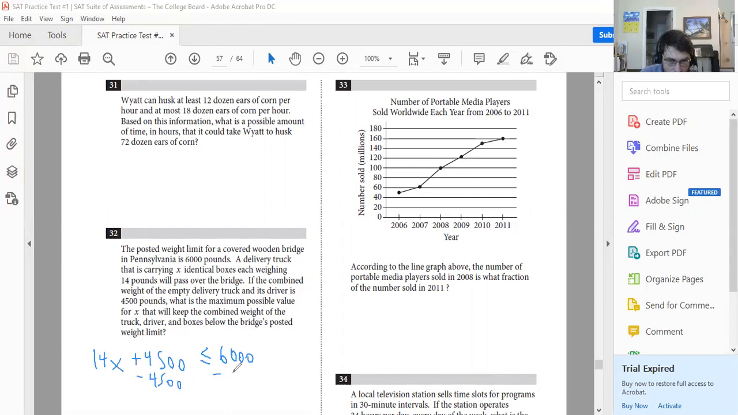So we're going to subtract 4,500. Get 14x is less than or equal to 1,500. Divide by 14, divide by 14. And we're going to have to round down because we can't exceed the limit.